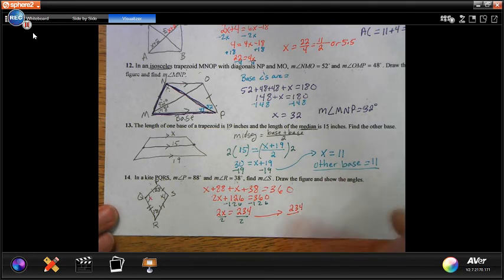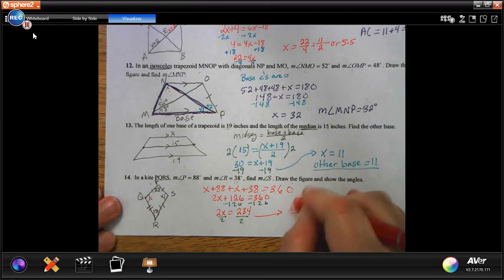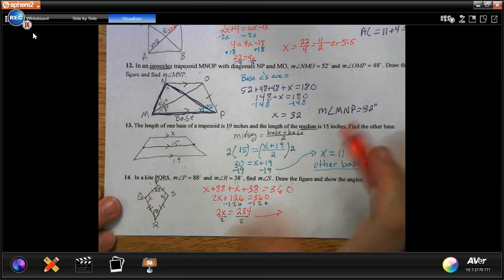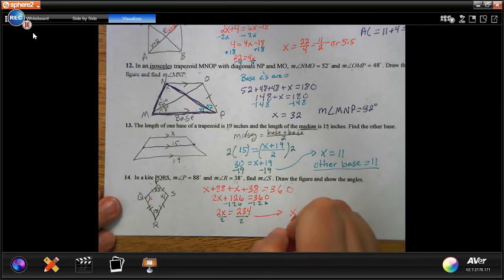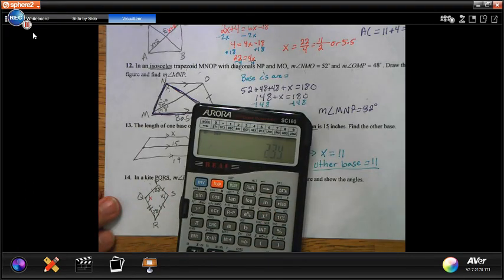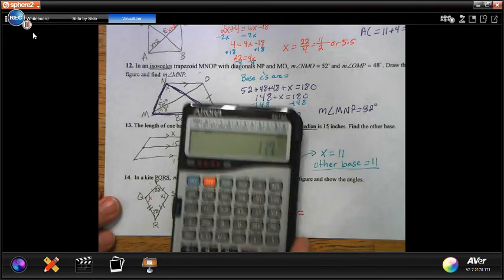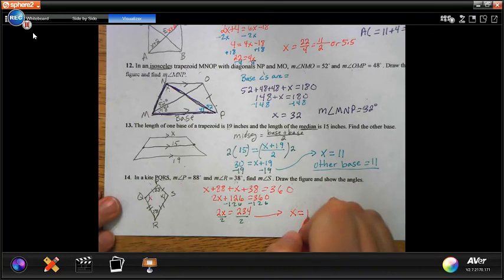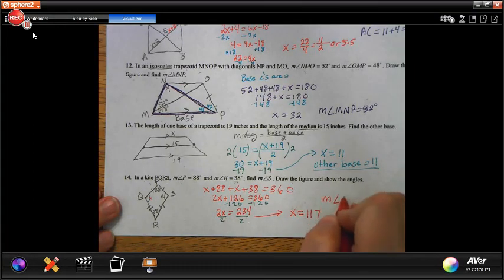Divided by 2. I'll just do the math. Okay, so x equals 234 divided by 2, 117. Okay, so measure of angle S equals 117.